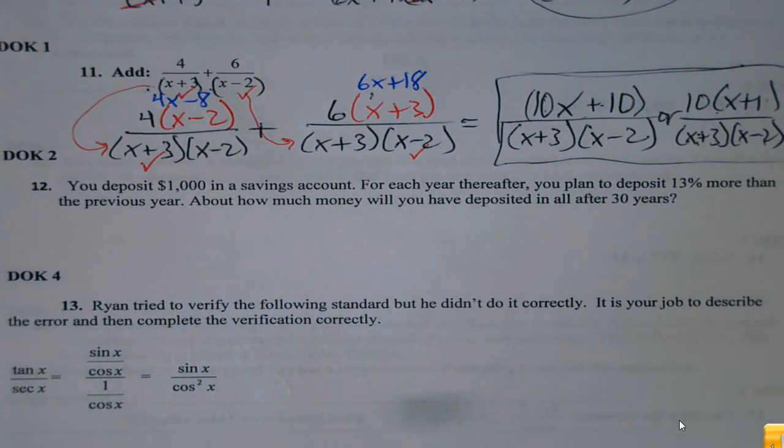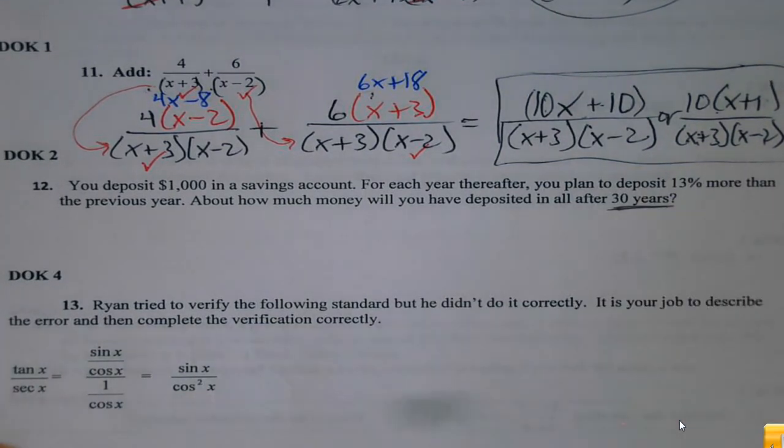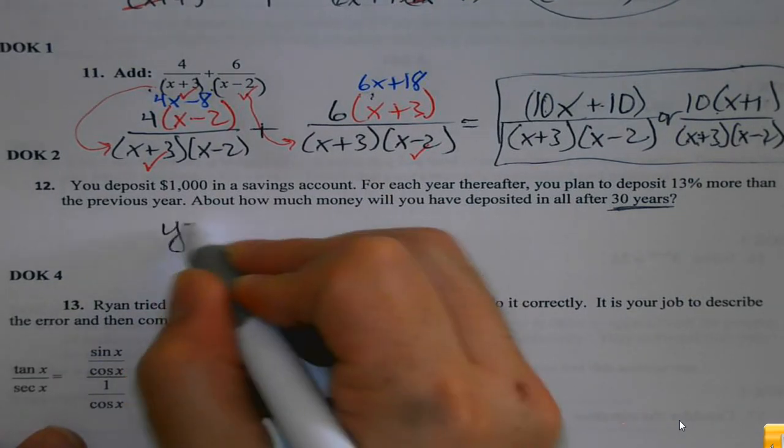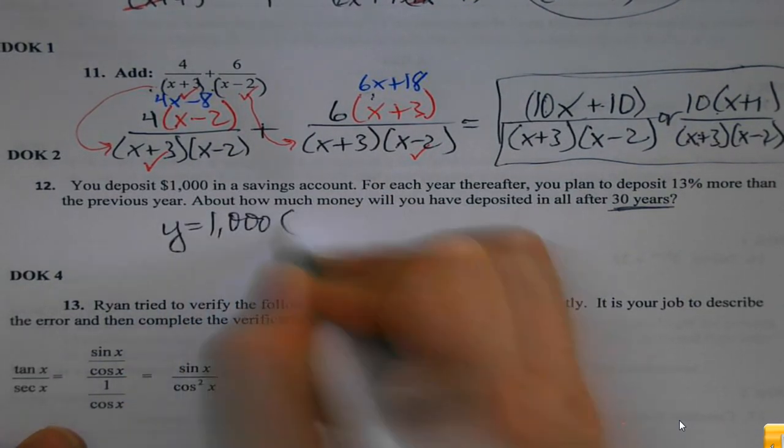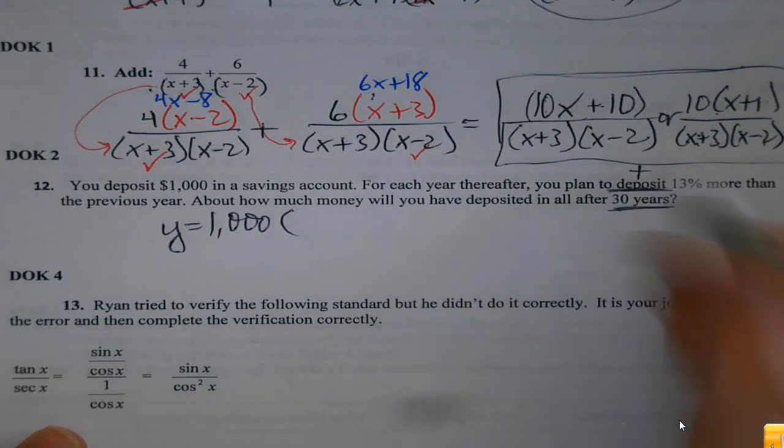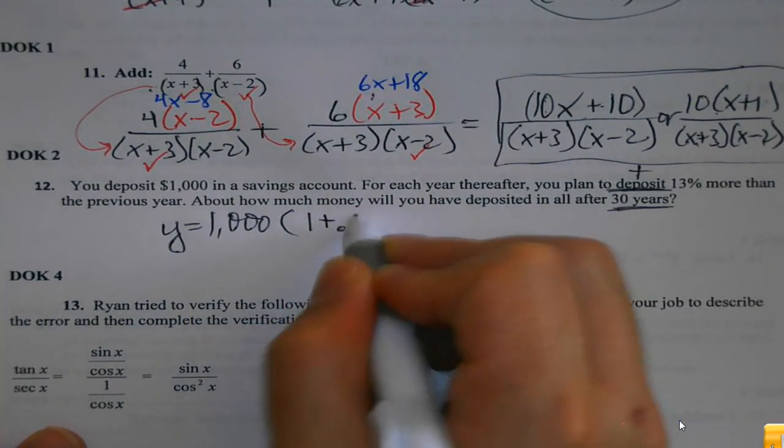We're going to deposit $1,000 in a savings account. Each year thereafter, you're going to deposit 13% more than the previous year. How much money will you deposit in all after 30 years? Okay, we're actually calculating this time. Same formula that we used earlier. I got some money I'm depositing, which means it's going up in value.